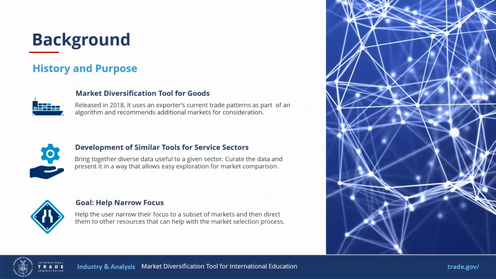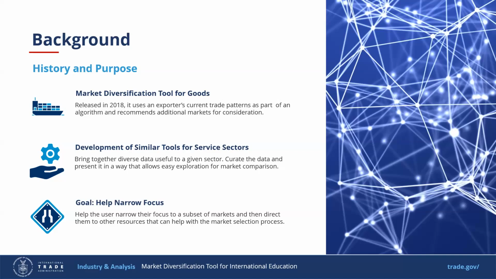By way of background, back in 2018, we released the Market Diversification Tool for goods. It's a tool that uses an exporter's current export patterns to make recommendations on additional markets to consider exporting to. Since then, we've often been asked for a similar tool for services exporters. So that's what we're doing with the Market Diversification Tool for services, again bringing together diverse data sets that are usually made for purposes other than market research and selection.